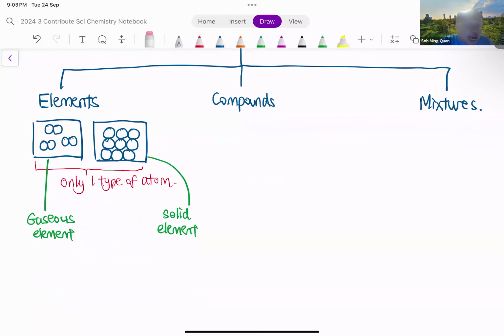Now, if you look at the two drawings that I've drawn, they are both elements because they contain only one type of atom. The one on the left is a gas, the one on the right is a solid. Besides that, the one on the left is also diatomic. Diatomic means it's made up of two atoms in a molecule, like O2 or N2 or H2. These are your diatomic elements: oxygen, nitrogen, and hydrogen. These are common diatomic elements.